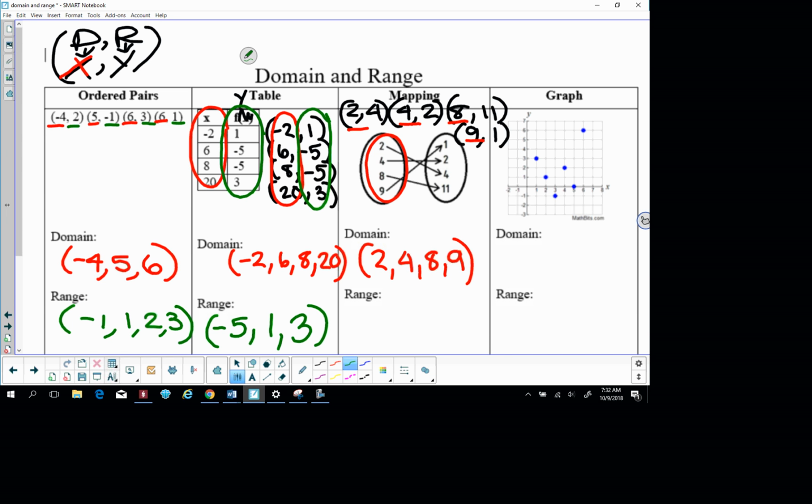Yeah, I know Ibu knows it. Can I see someone else? Go for it, Jayla. 1, 2, 4, 11.